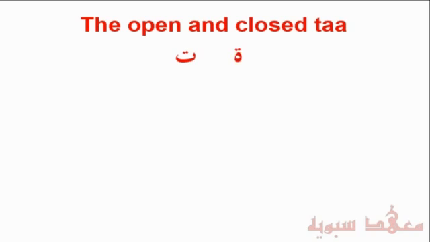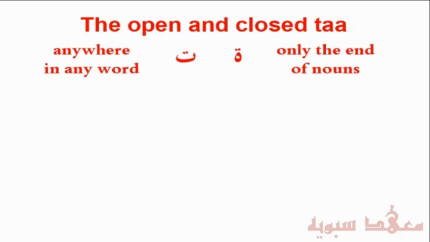The open ta is used anywhere, meaning in any position of the word, and in any word, either in a noun, or a verb, or a particle. So it's not restricted to any type of word in the Arabic language. While the ta marbota, the closed ta, only occurs at the end of a word and only in nouns. So let's look at some examples of this, inshallah.